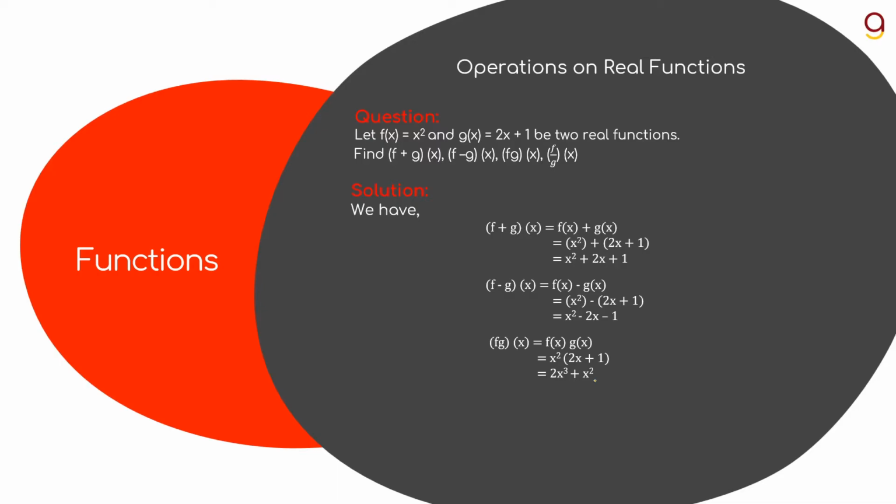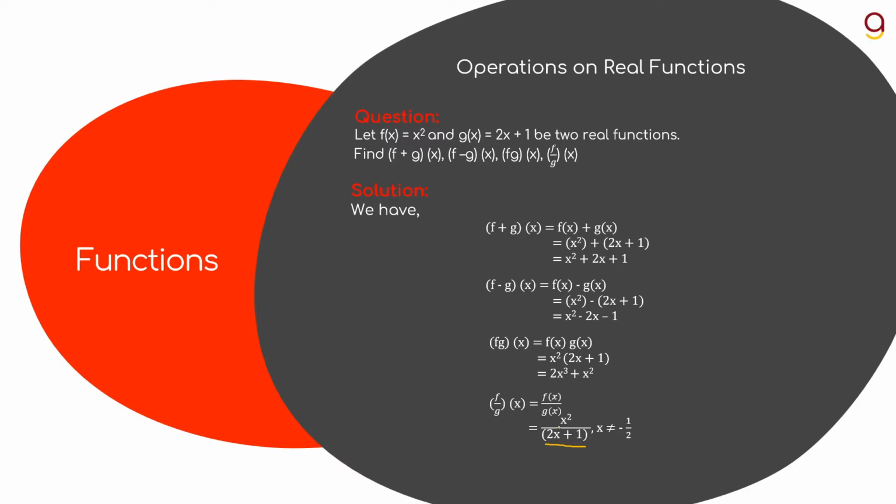Now the last one, f by g of x. So f by g of x is equal to f of x by g of x. Yes, here f of x is x square and g of x is twice x plus 1. So we have x square by twice x plus 1. But what we know is the denominator cannot be 0. So for what x value will the denominator be 0?